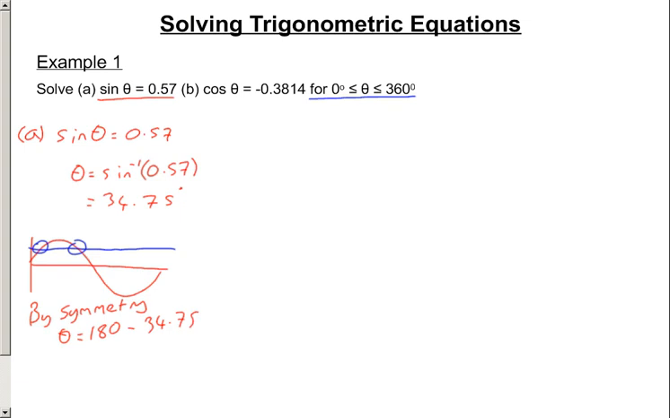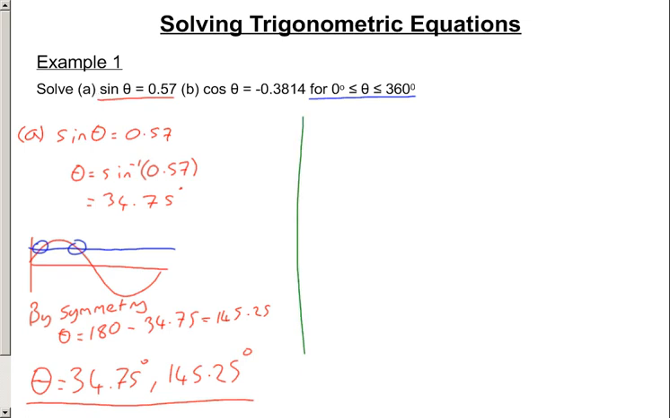Now make sure you know where that's coming from. It's because we're 34.75 away from the 0, so we need to be 34.75 away from the other 0. And that gives us an answer of 145.25. Now you should always write your final answer with the whole list of them at the end. So theta is equal to 34.75 degrees and 145.25 degrees. So that's your final answer here.